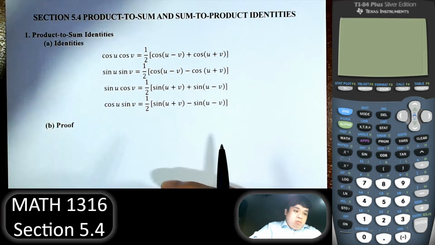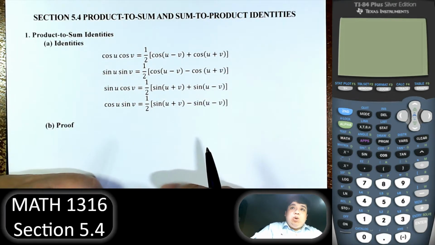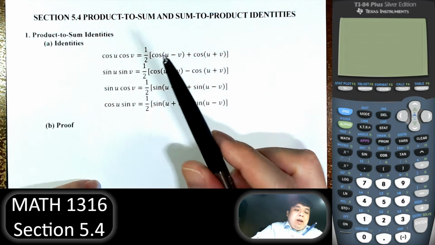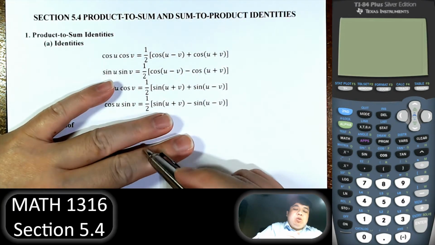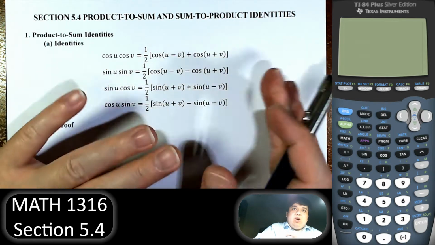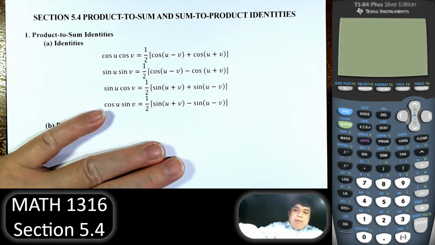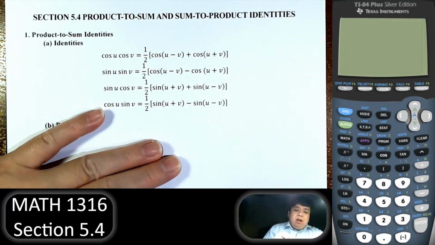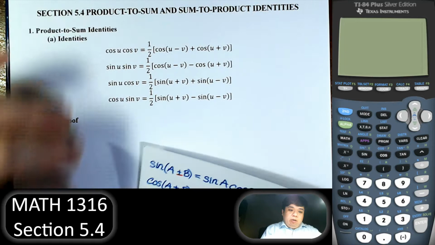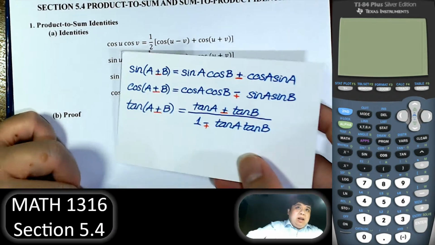So in this section, obviously we have two sets of identities. One is the product to sum and one is the sum to product. So a product goes to a sum, and then the other one, the sum goes to a product. Of course, there will be four of them.